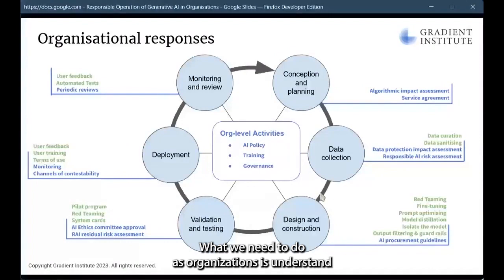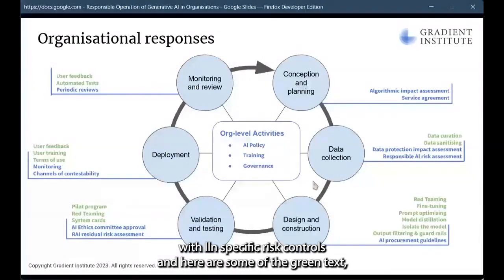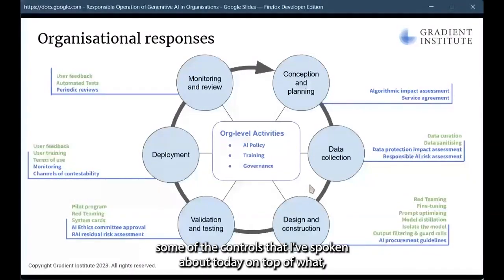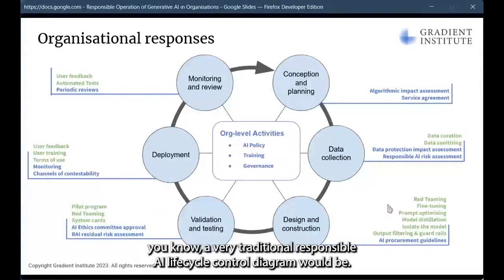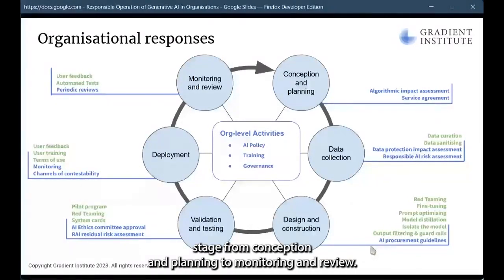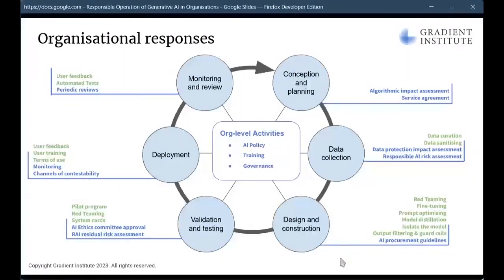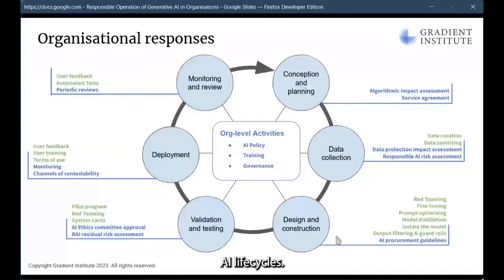What we need to do as organizations is understand how these existing controls need to be amended and augmented with LLM-specific risk controls. And here are some of the controls that I've spoken about today, in green text, on top of what a very traditional responsible AI lifecycle control diagram would be. So the key message here is that new work is required at every stage, from conception and planning to monitoring and review, but we can still achieve that work within the framework of responsible AI life cycles.